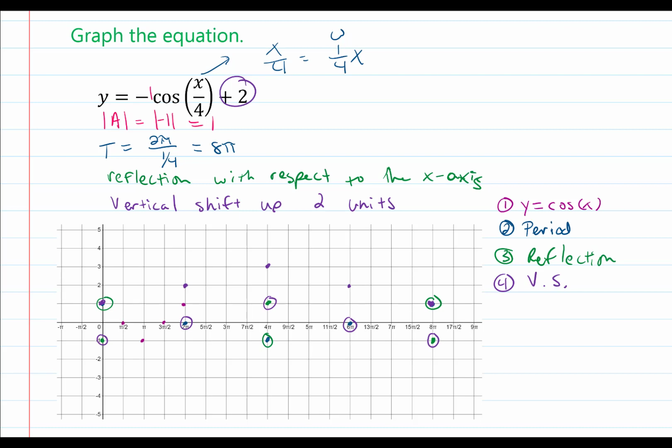So here's my graph, and I will go ahead and connect this with a curve. It's going to be very stretched out because of the period change. And again, it will look different from the original cosine function because of the reflection with respect to the x-axis. And so there's my curve of y is equal to negative cosine of x over 4 plus 2.